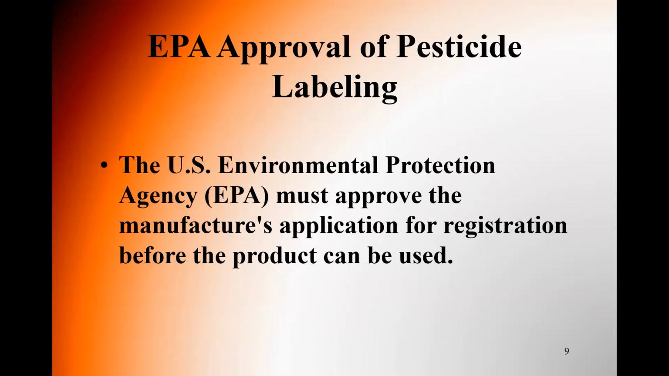The approval of the pesticide labeling by the EPA, they have to go through that registration before the product can be used. This is why it costs so much to get a pesticide labeled. The manufacturer must spend all the time and money ensuring that the pesticide is safe. It's safe when it's used properly to the environment and humans.